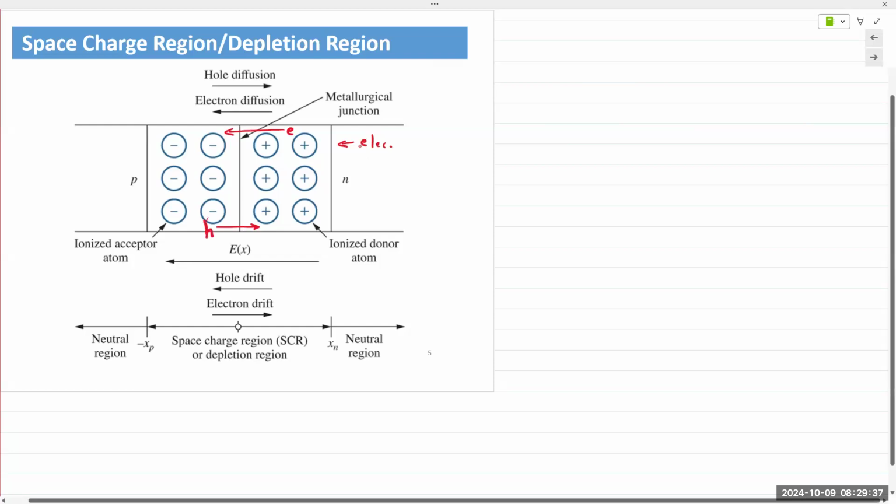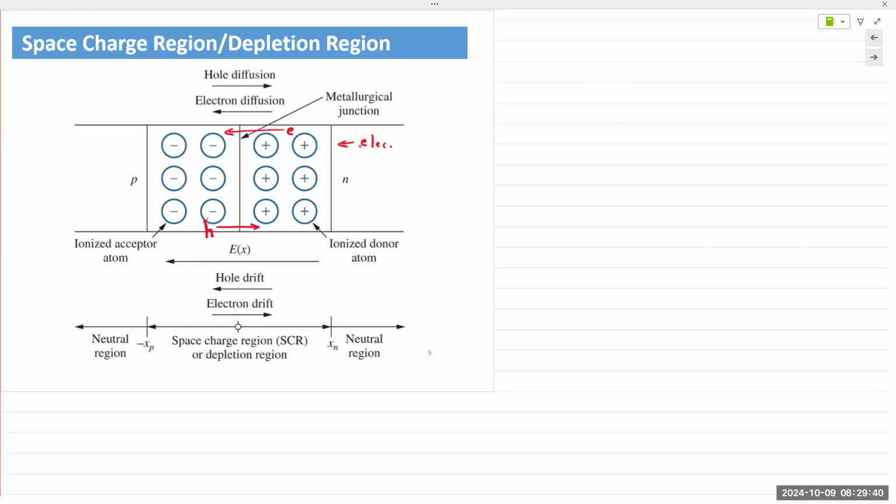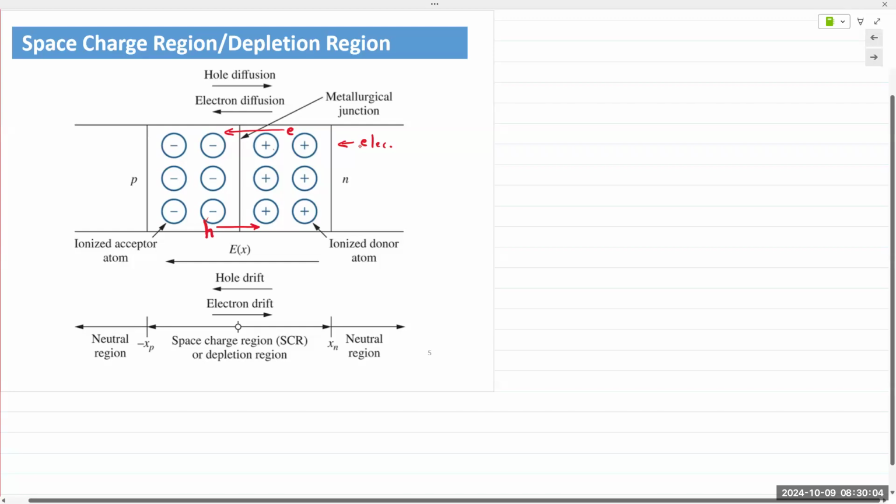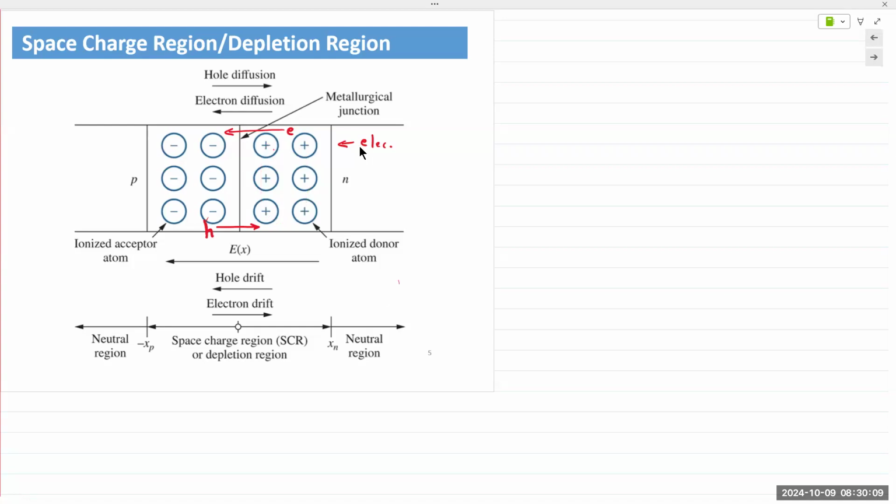So again, electrons are available because we have column 5 elements, sorry, not compound, column 5 elements, meaning donor atoms. 5 protons in there, 1 electron running free. That electron has now crossed the junction over to the other side, leaves behind an ionized atom with a positive charge. And hence we see these positive charge ions right there, ionized donor atoms.